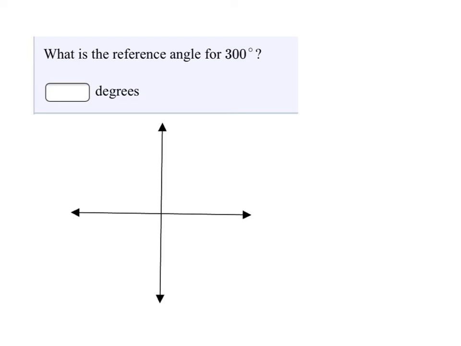Whenever you do these questions, it's very helpful to draw yourself an XY axis and draw the angle in standard position. So 300 degrees is starting going positive direction, clear around until there is just 60 degrees left between the terminal side and the x-axis. This right here is your reference angle. So the reference angle is 60 degrees.